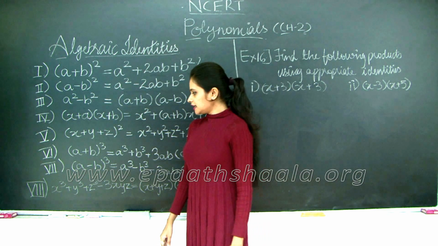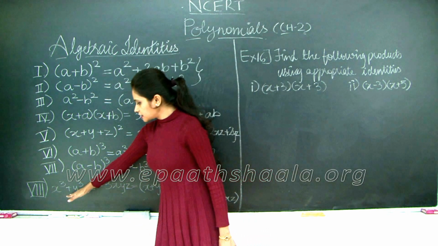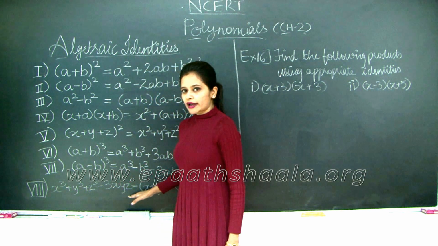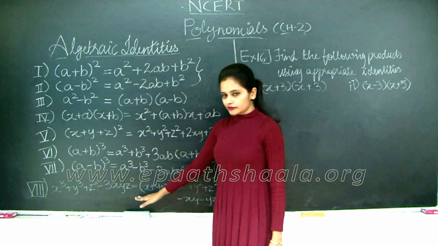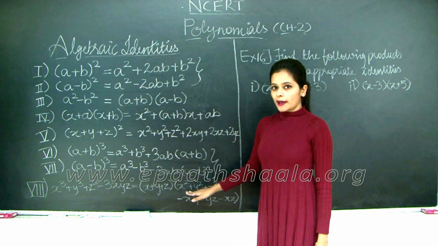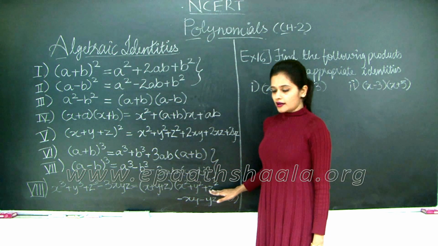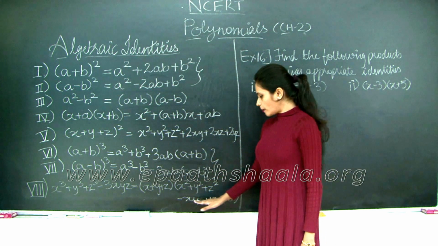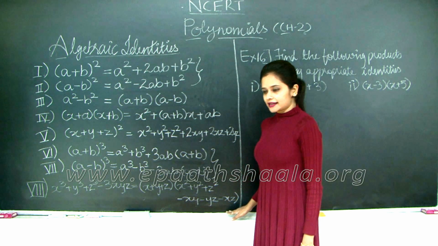The last identity, which is the 8th one, is x cube plus y cube plus z cube minus 3xyz. So how are we going to solve this? This is x plus y plus z into x square plus y square plus z square minus xy minus xz minus yz, or minus xy minus yz minus xz, right?